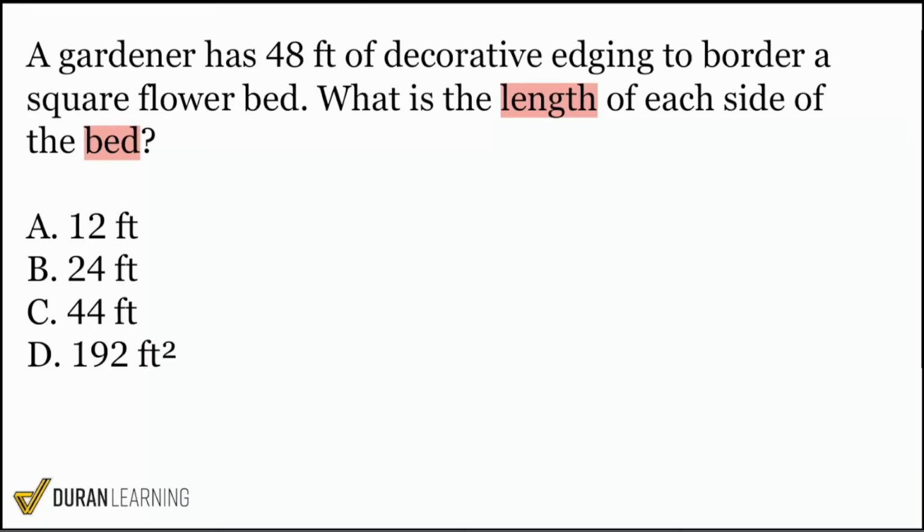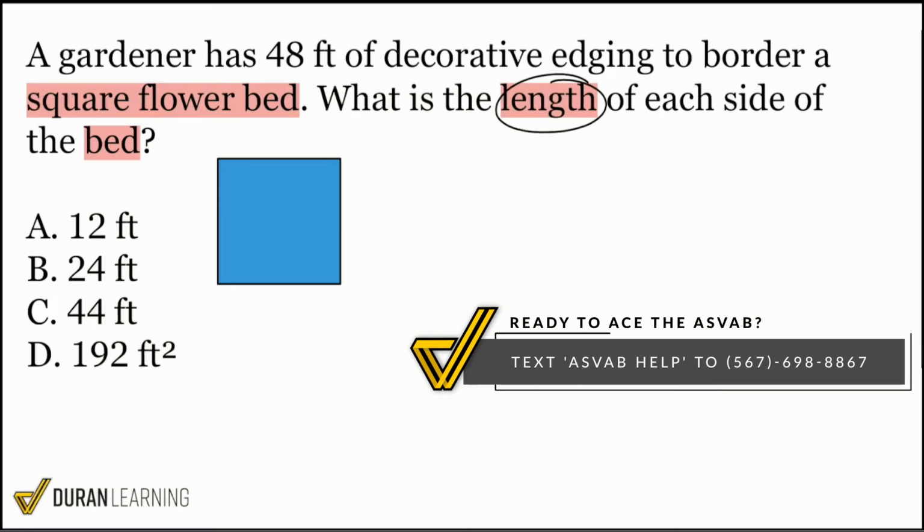When we look at the first sentence, a gardener has this many feet of decorative edging to border a square flower bed. So we know we're dealing with a square. Now that we know it's a square, let me go ahead and draw this square out. Booyah. Let's take a look at these context clues because we want to know the length of the side of the bed. So that's going to be a square with a side length.